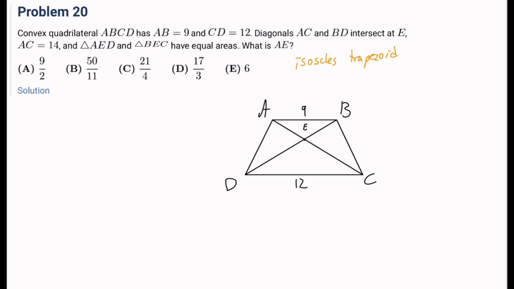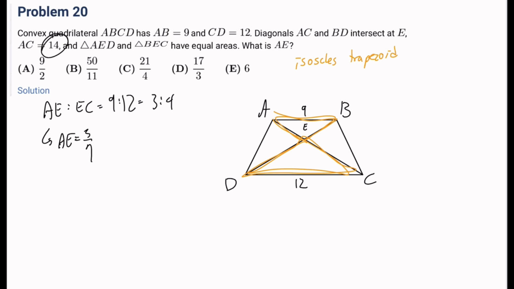And so that means we can use the fact that this triangle and this triangle are similar, right? And so since AEB and DEC are similar, AE to EC, so this length to this length, that ratio is the same as this to this, right? So this is equal to 9 to 12, which is equal to 3 to 4, right? So this is 3 and this is 4, but since the whole thing is 14, AE is going to be 3 over 7 of the whole thing, and the whole thing is 14, right? Which equals 6, right? So this is 6, the answer is E.